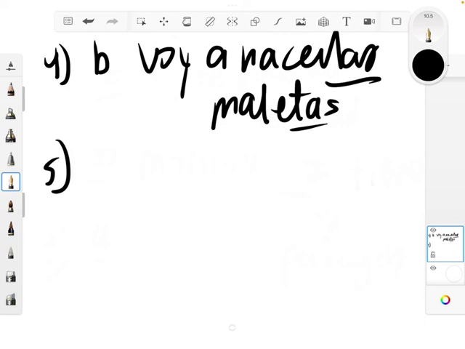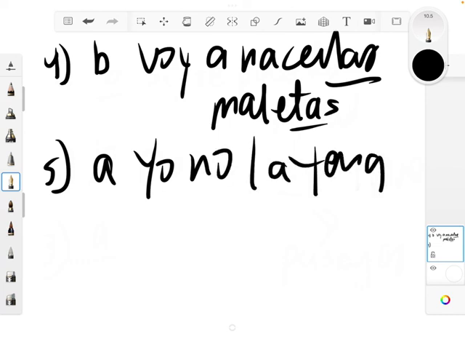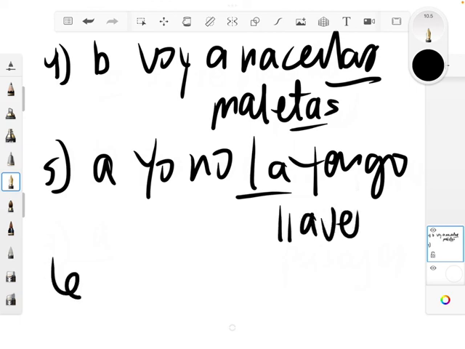Number 5. ¿Quién tiene la llave de nuestra habitación? Yo no la tengo o yo lo tengo. Well, here we need to make sure we use the correct direct object pronoun. What's the direct object in the first question? ¿Quién tiene la llave de nuestra habitación? Who has what? The key. So la llave is the direct object. We want to match la llave. So we need A. Yo no la tengo. Because la refers to llave and is replacing it.